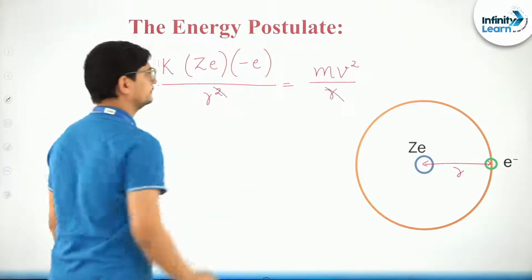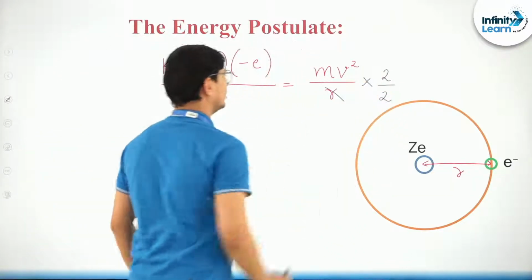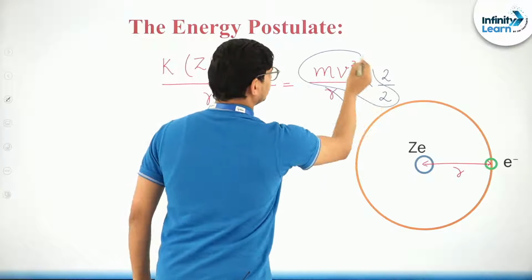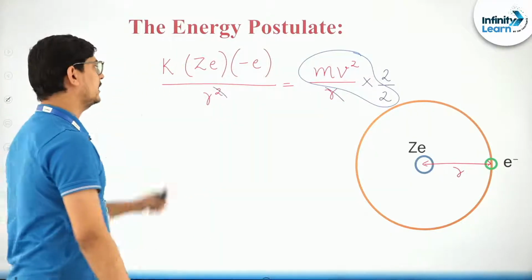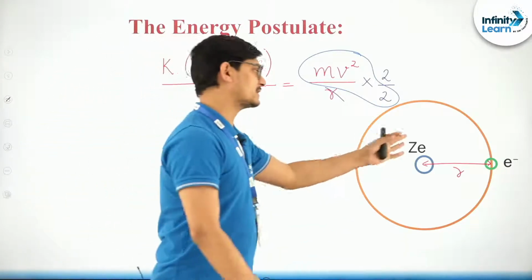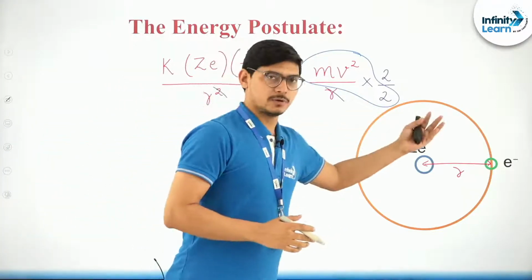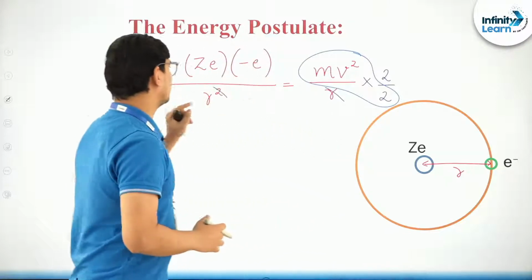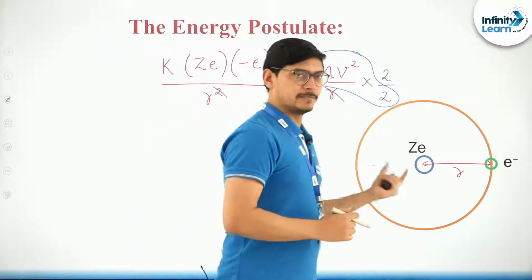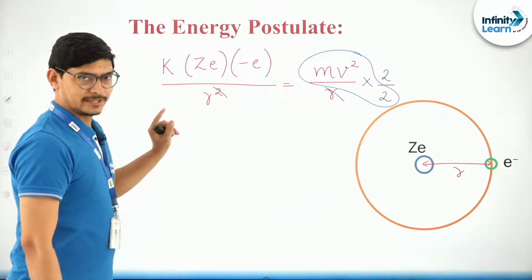First, cancel out r, and multiply and divide this equation by 2, like this. Then you can easily observe that this is equal to the kinetic energy, half mv square. And this, if you see carefully, is the formula for the potential energy of the system. The expression for potential energy is exactly equal to the Coulombic force, except that Coulombic force follows the inverse square law, so we write 1/r square, but potential energy depends inversely on the distance, so it is just r. Is that clear?